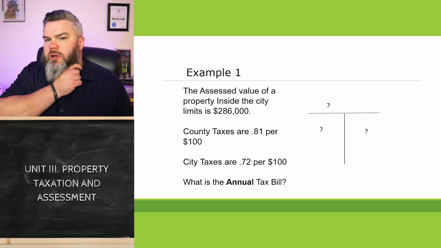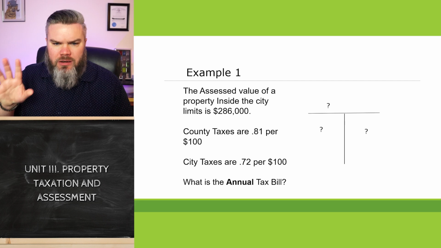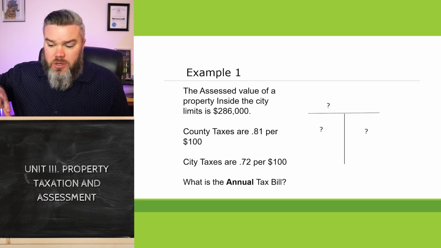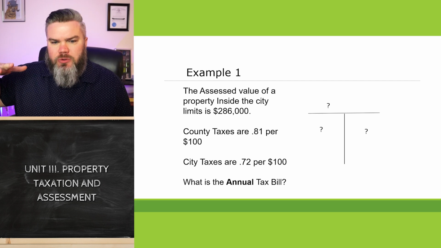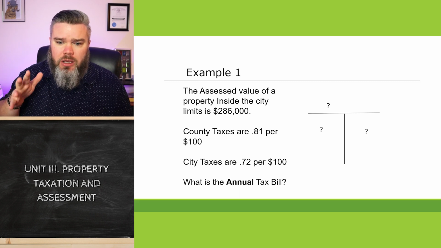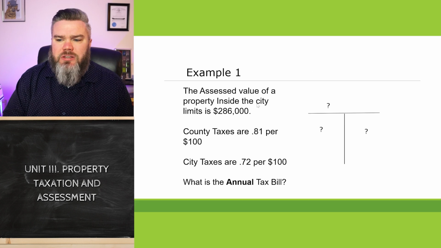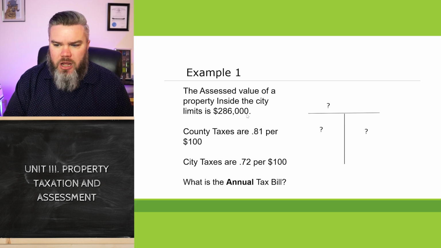So let's work through it, folks. And understand that even those of you who are lost, it does get better. You got to get exposed to this stuff. The only way to get better at math is to do it over and over and over again. And it'll start to click at a certain point. I promise it will. So the assessed value of a property inside the city limits is $286,000.